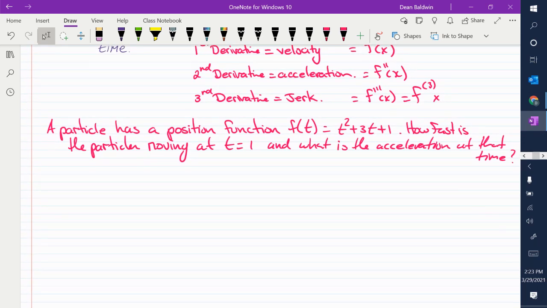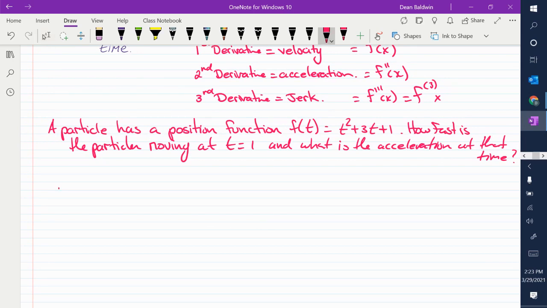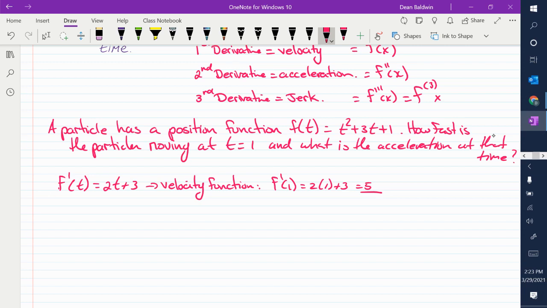So if we're in the derivative unit, what is the very first thing you do? Differentiate it. F prime of t, what's the first derivative? 2t plus 3, which is the velocity function. So how fast is it moving at 1 second? 5, right? Just plug in t is equal to 1. I should have said we're in meters and seconds, so we'll say meters per second. So at 1 second, it's moving at 5 meters per second.